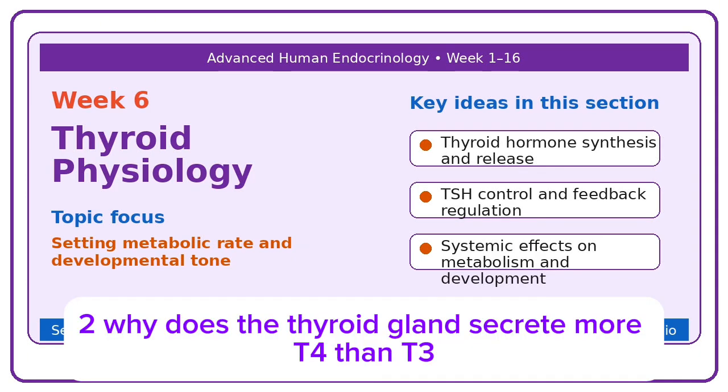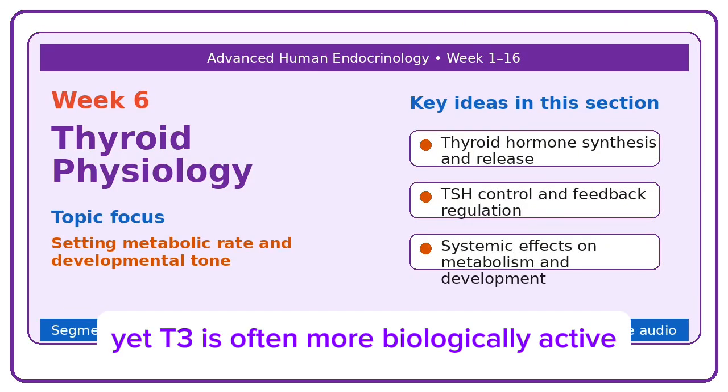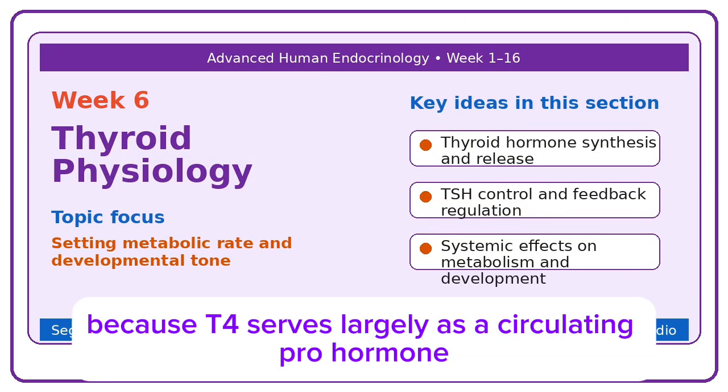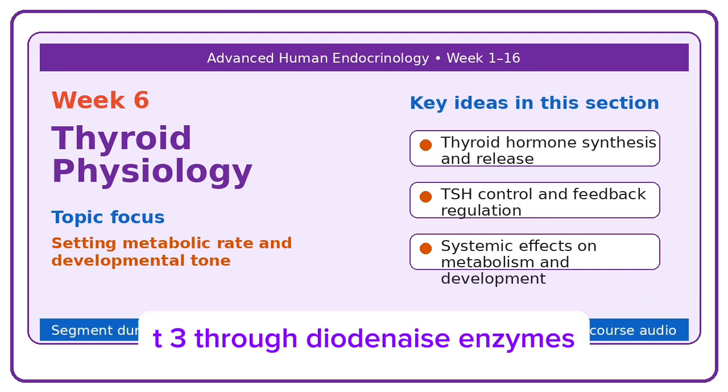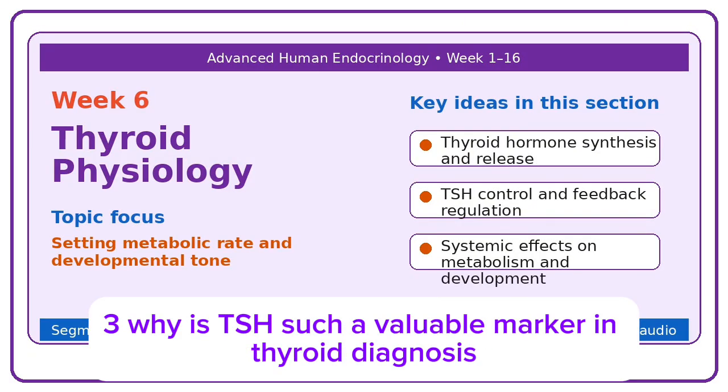2. Why does the thyroid gland secrete more T4 than T3, yet T3 is often more biologically active? Because T4 serves largely as a circulating prohormone, while many tissues convert T4 into the more active form T3 through deiodinase enzymes.